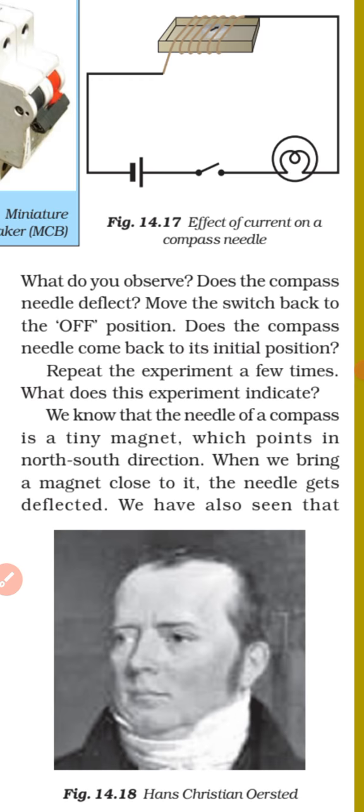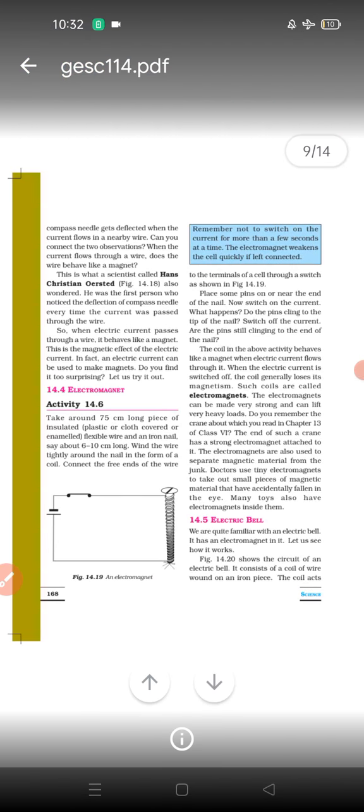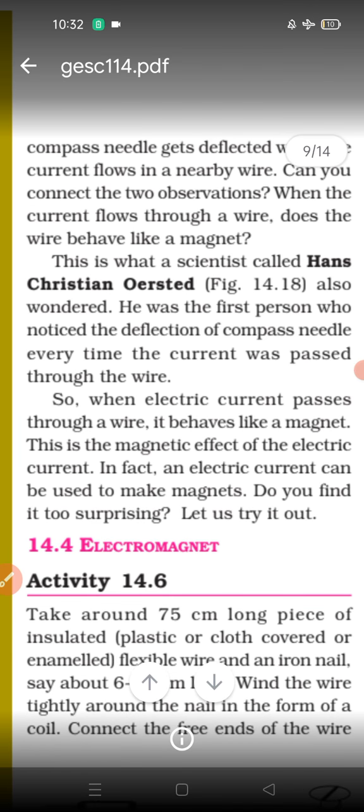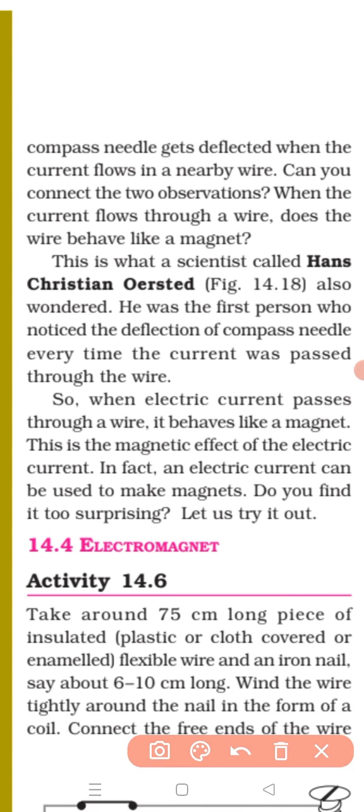In this activity we have seen that the compass needle gets deflected when current flows in a nearby wire. If current is flowing in a nearby wire and you place a compass needle near it, the compass needle will show deflection. So can you connect the two observations? Yes. When the current flows through a wire, it will behave like a magnet.